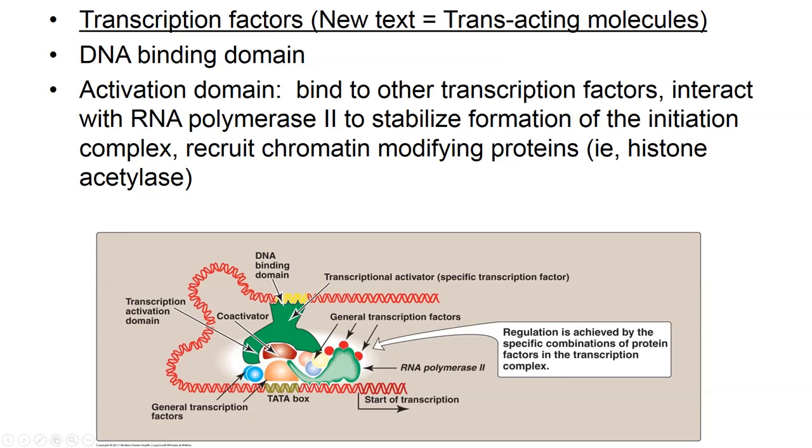So they can either bind other transcription factors, they can interact with RNA polymerase II, which is shown right here, to help initiation of transcription, stabilize that complex. They could possibly recruit chromatin modifying proteins, so if the transcription factor binds, it could bring in proteins that are going to acetylate histones and make that beads on the string model, so we can actually have active transcription. So these are all possibilities that could happen with transcription factors.